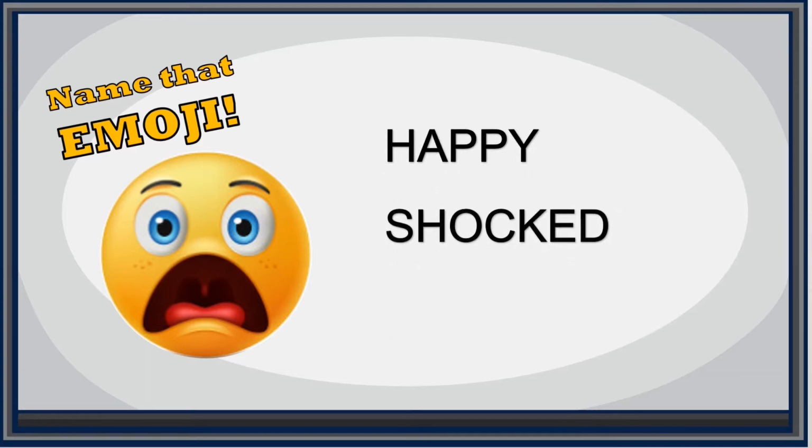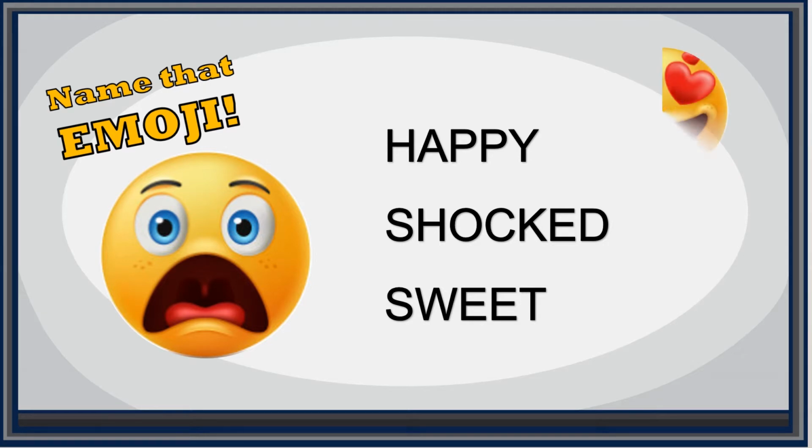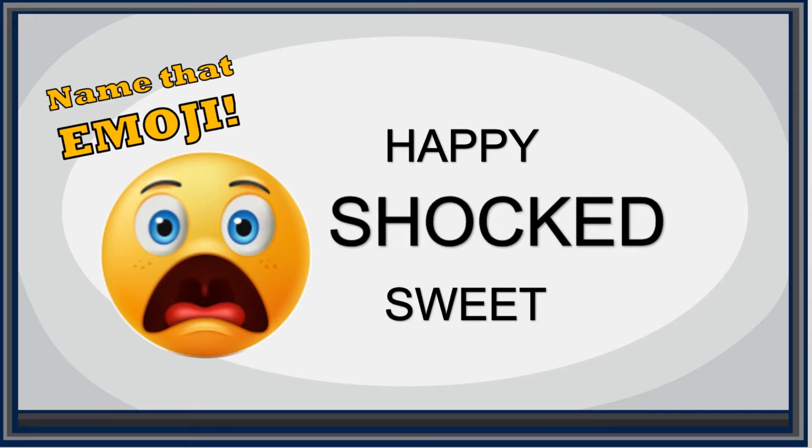Alright, let's have this first emoji. So what does this emoji mean? Is it happy, shocked, or sweet? 5, 4, 3, 2, 1. And the correct answer is shocked.